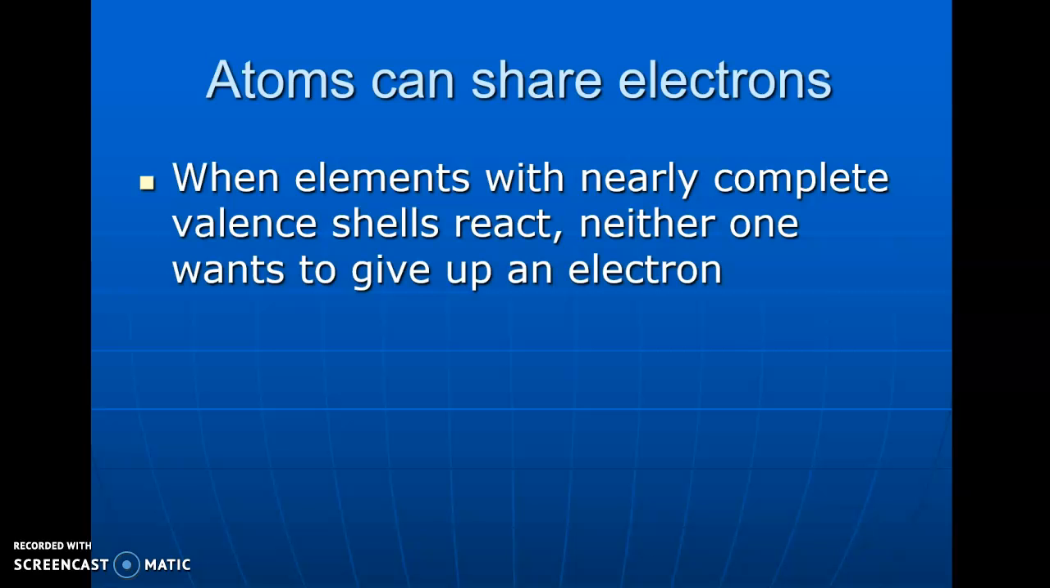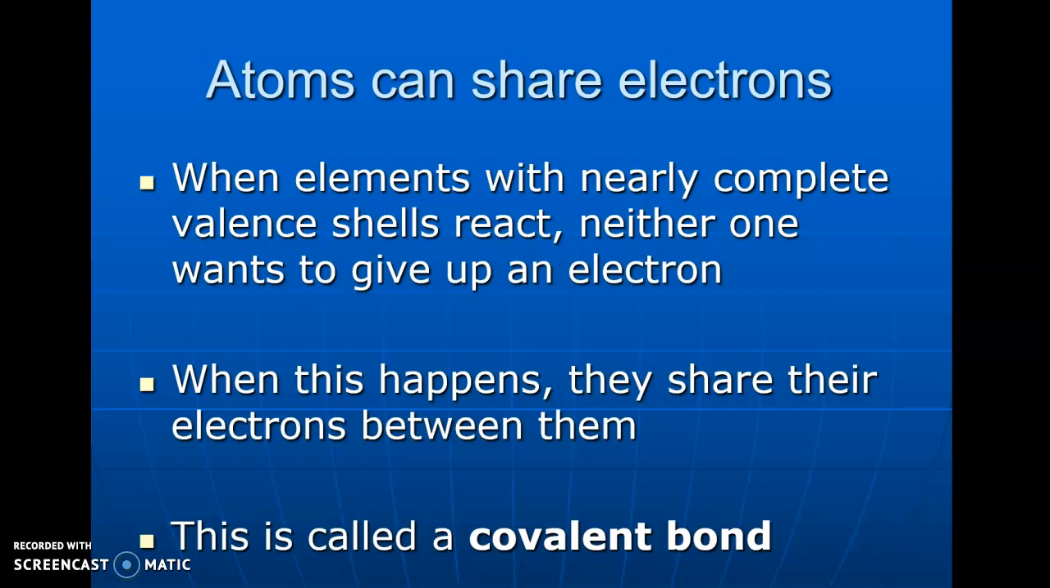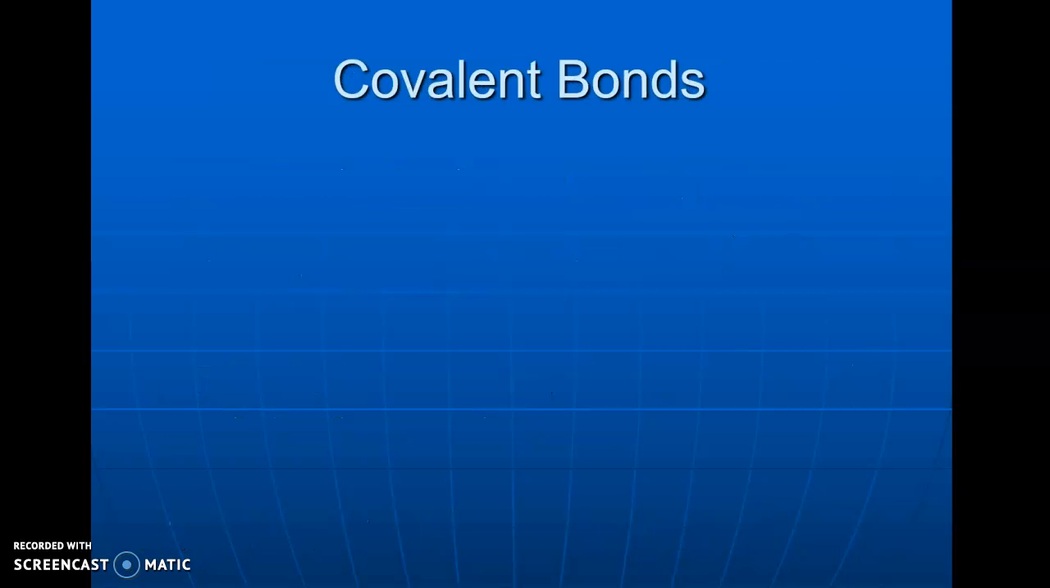But if they are reacting with something else that is wanting to gain electrons, their only option really is to share their electrons. By sharing the electrons between them, it's as if each one of them has completed their valence shell. That is called a covalent bond. So we're going to focus right now on covalent bonding.